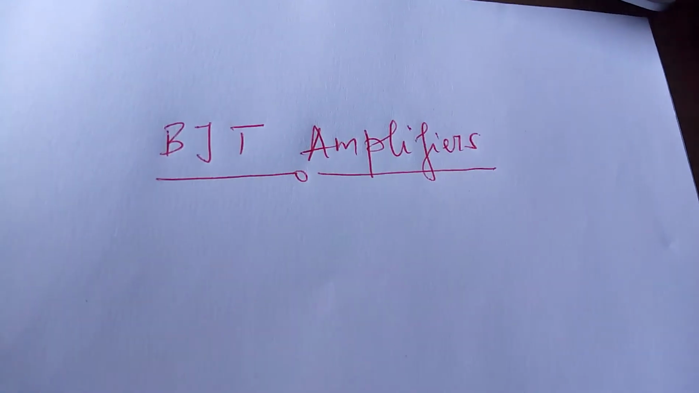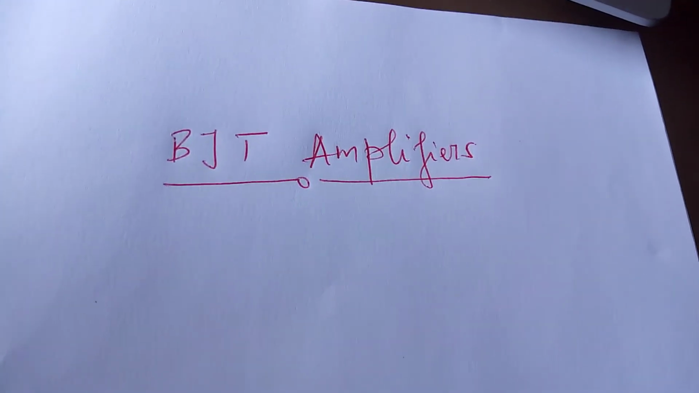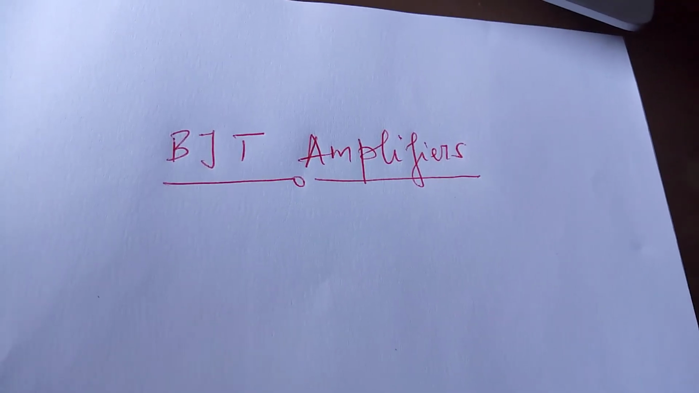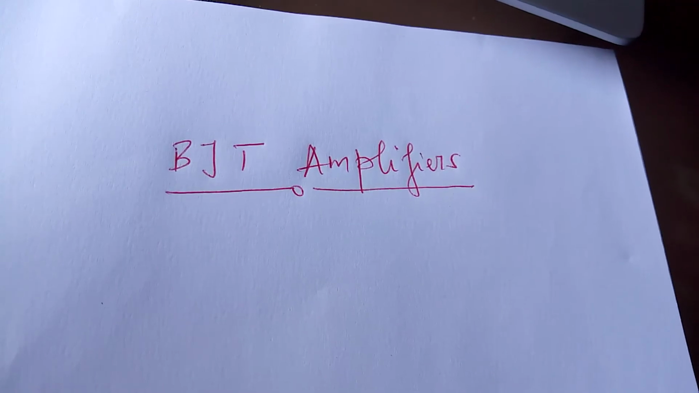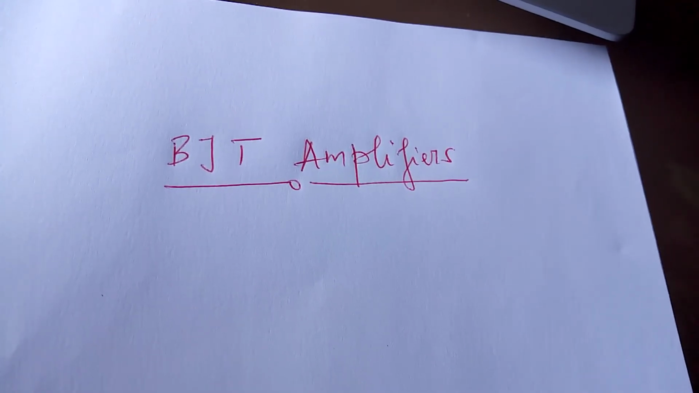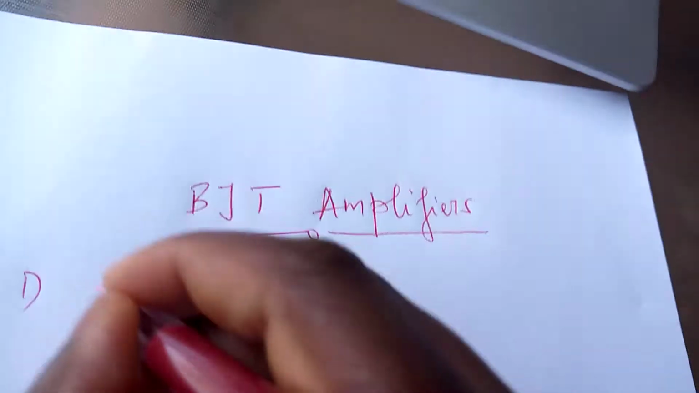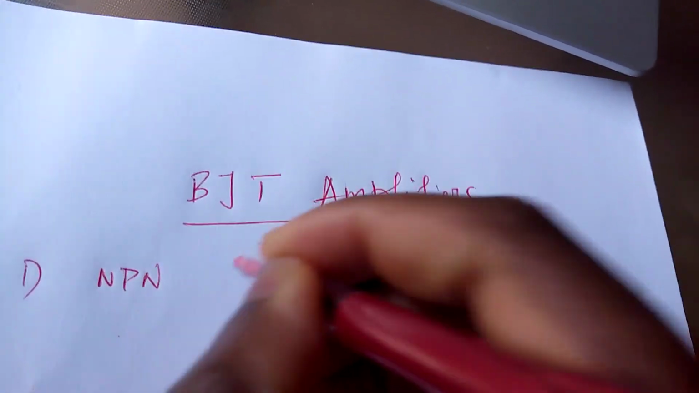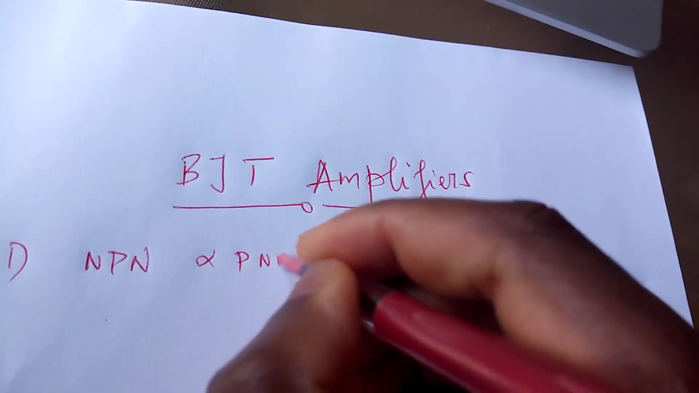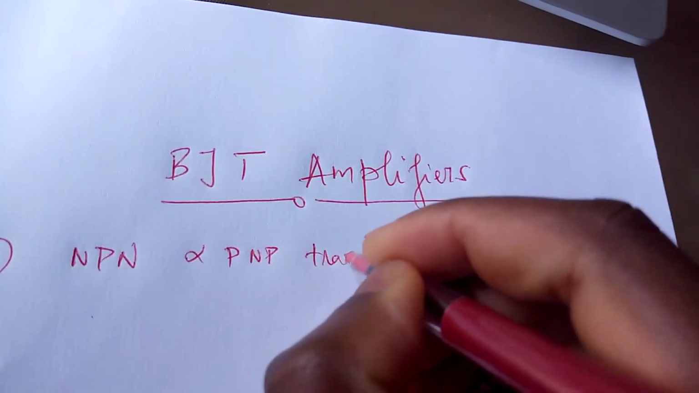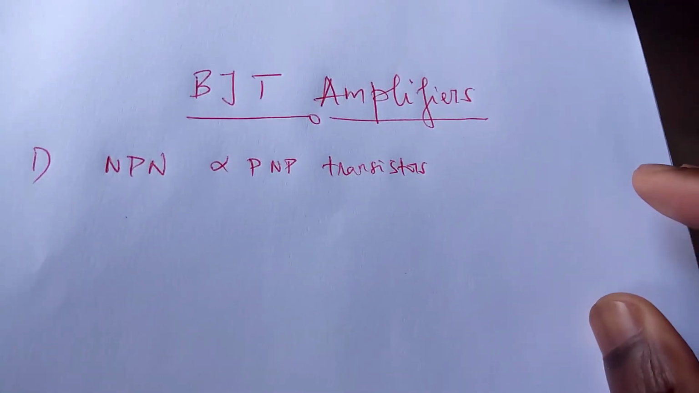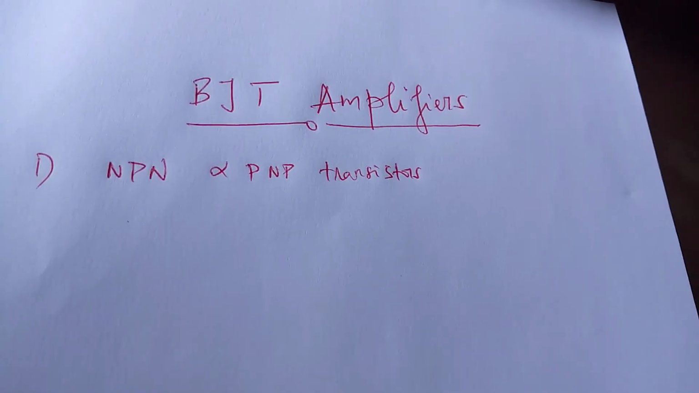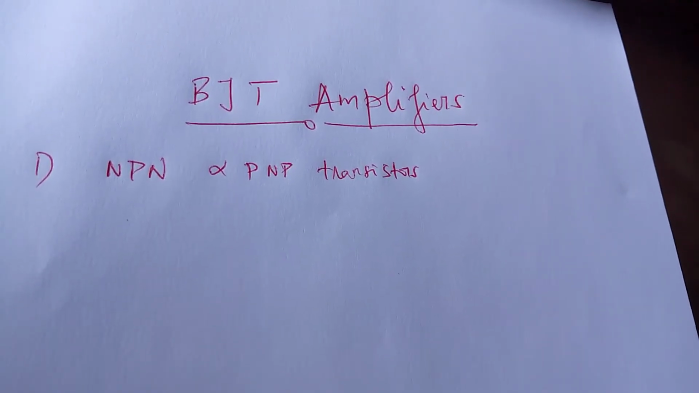So when it comes to BJT amplifiers, and this is now referring back to the notes that you were provided with, we start by looking at a quick revision of NPN as well as PNP transistors. This is because these are the two types of transistors that we use for designing a BJT amplifier.